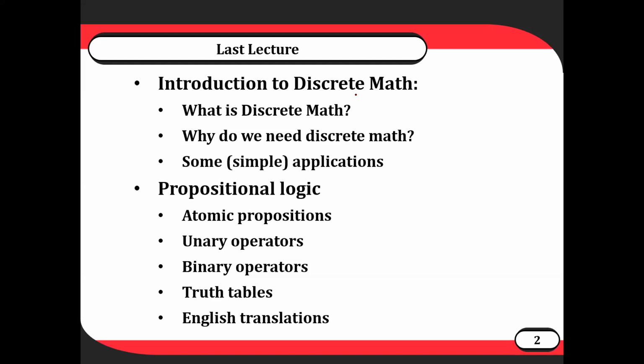Okay, and in the last lecture we looked at some simple applications of discrete math, what kind of problems we might be able to solve with them. In particular, there were logic problems. And then we looked at propositional logic. So we looked at atomic propositions, which is basically a statement such as "it is raining out," and that statement or assertion can have a value of true or false. That's what a proposition is. Propositional logic is a branch of mathematics, and you can build propositional logic expressions by combining atomic propositions using different operators.